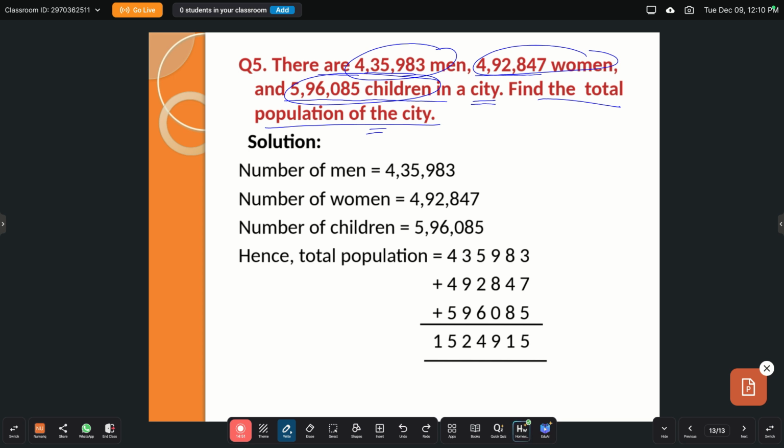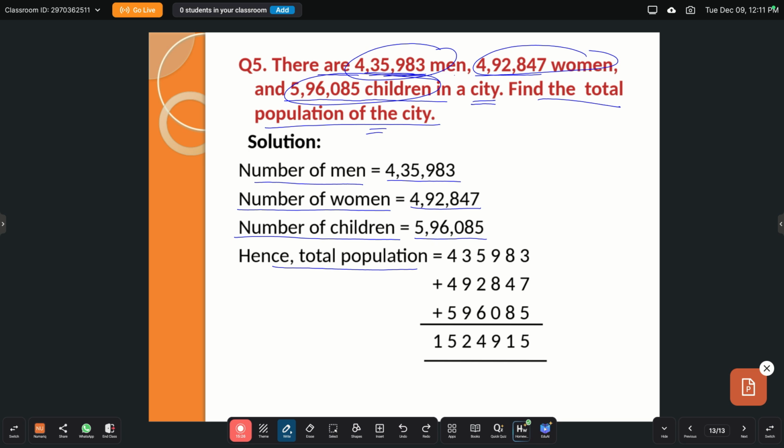So we will start doing this question by writing down the statement. Okay. So how can we write the statement? As this is the number of men, so we will write number of men. It is 4,35,983. Then we will write number of women. This is 4,92,847. Then this is number of children. This is 5,96,085. Then we will find the total population. So we will write hence total population.